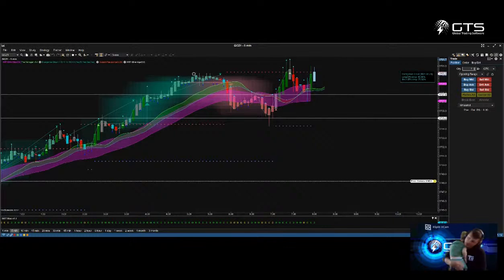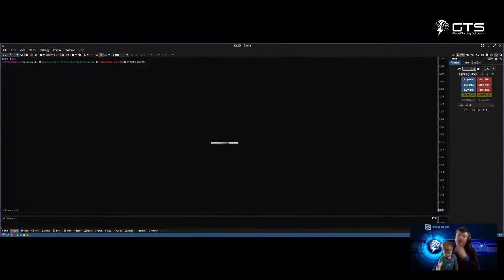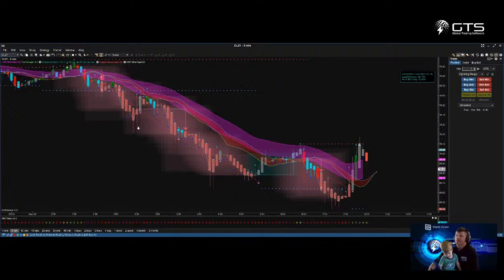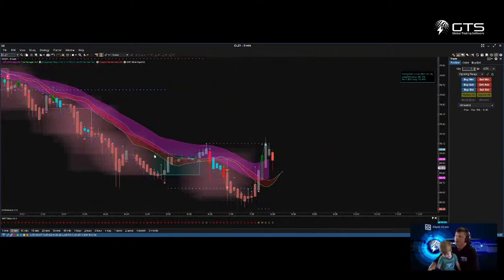Boom. All right. Opening range trade on the oil. Let's head over here to the oil. And here, I'll hold that for you. Oil. Let's see here. CLZ. Right? CLZ. No, I think it's CLV. CLV. No, it was CLZ. All right. Opening range.